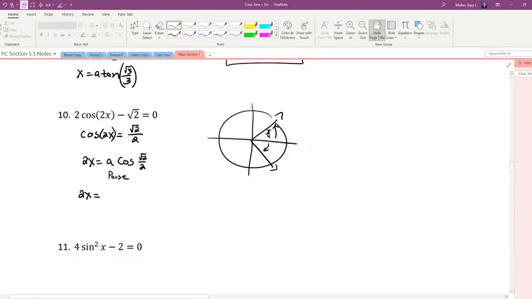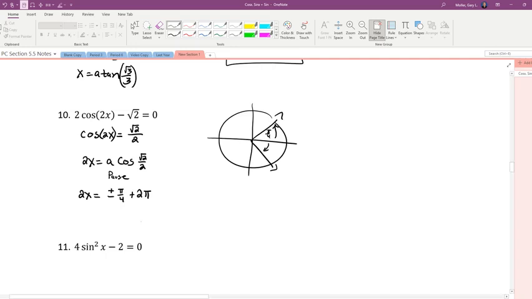So the easiest way to say this would be what? Positive or negative pi over 4. And then wrap around the circle again and again and again from each location. So either start at positive pi over 4, wrap around a bunch, start at negative pi over 4 and wrap around a bunch. Oh, but that's the answer to 2x.